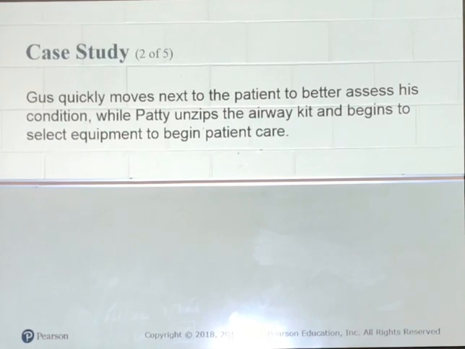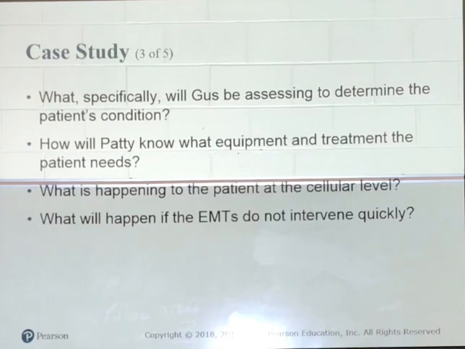All right, Gus quickly moves to the next patient to better assess his condition while Patty unzips the airway kit and begins to select equipment to begin patient care. What specifically will Gus be assessing to determine the patient's condition? The airway. All right, airway. What about his pulse? Pulse, blood pressure. Okay.